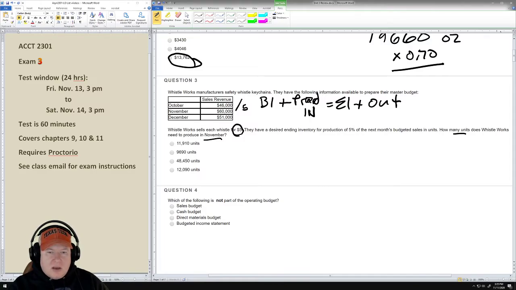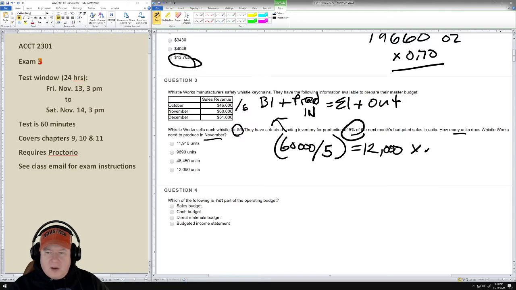So beginning inventory is going to be 60,000 divided by 5, right? So that's 12,000. And then multiply by 0.05. Okay. And that comes to 600. So 600 is our beginning inventory, right?